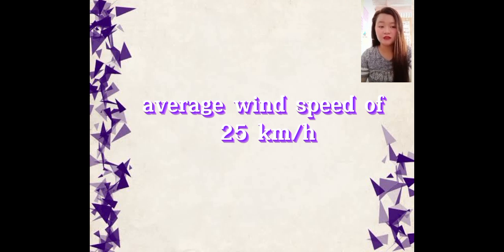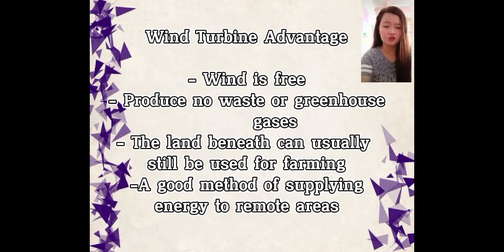To be worthwhile, there should be an average wind speed of around 25 km per hour. Dapat merong 25 km per hour yung mapoproduce na hangin dun sa may pagtatayuan mo ng wind farm. Next naman is let's discuss the wind turbine advantage and disadvantage.